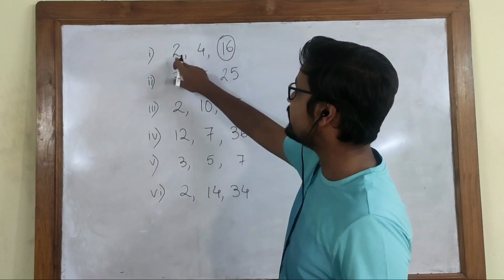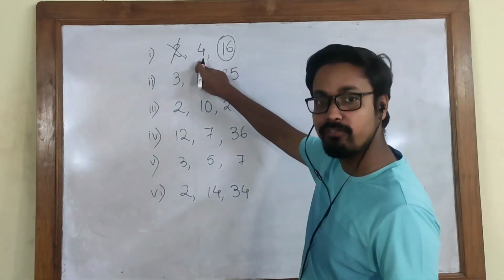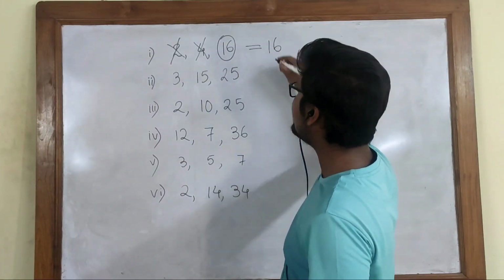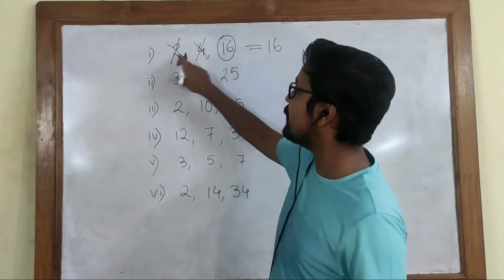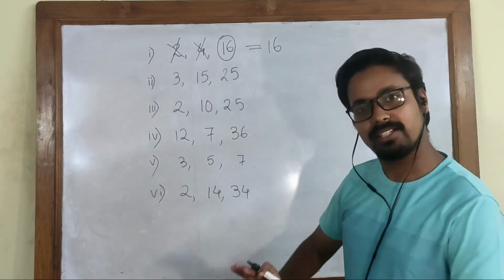Is 16 divisible by 2? Yes, of course. Then give it a cross. Is 16 divisible by 4? Of course, give it a cross, and we are left with 16. So the LCM will be 16. This is a case where, if the biggest number is a multiple of these two numbers, then this number will become the LCM. Simple as that.